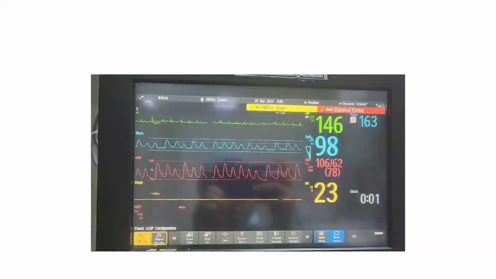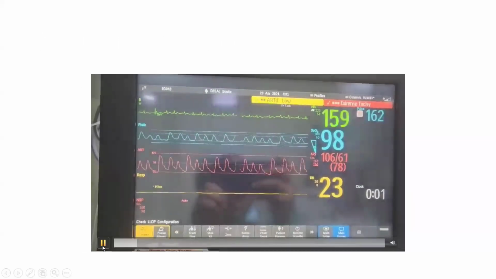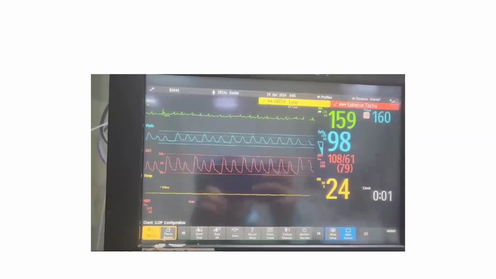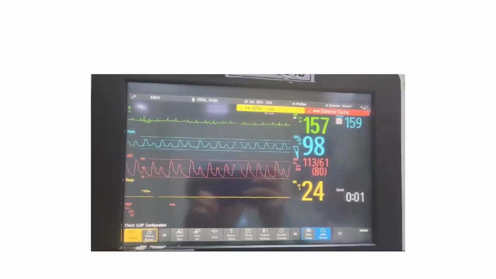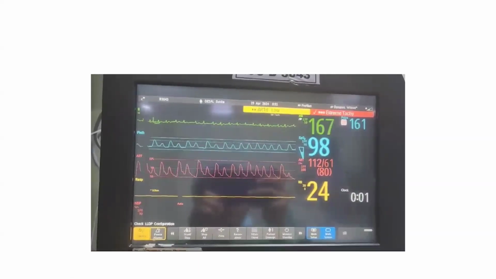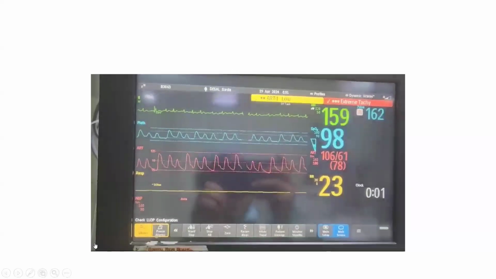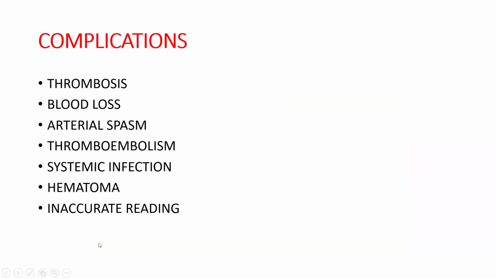When I was on night duty, one patient had atrial fibrillation. So I recorded this video of the arterial waveform when the patient is in atrial fibrillation. So the complications of arterial line are thrombosis, blood loss, arterial spasm, thromboembolism, systemic infection, hematoma, and inaccurate reading.